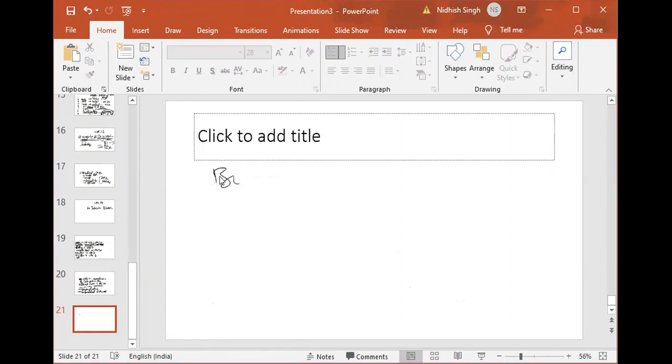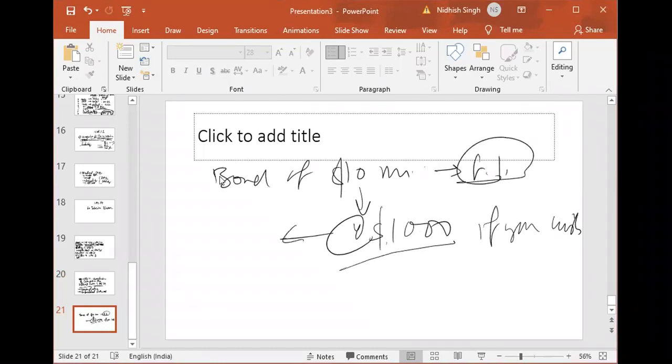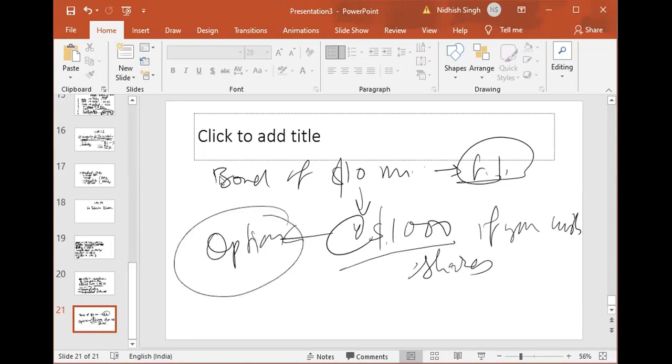Say you have a bond of $10 million, which can be converted at the rate of $1,000 if you wish. So what is this? The bond is a fixed income, but this option to convert into the equity or shares, that is not a fixed income. This is an option. Now if you have an option, then you have to value this, right?